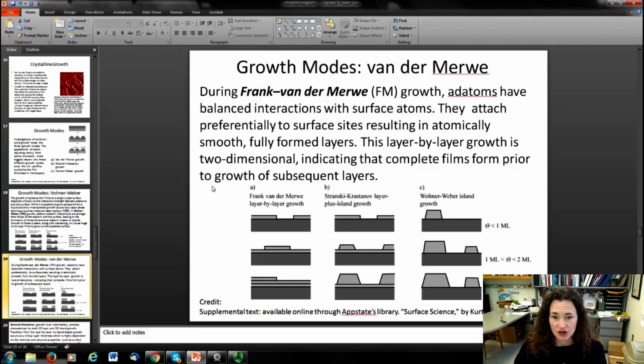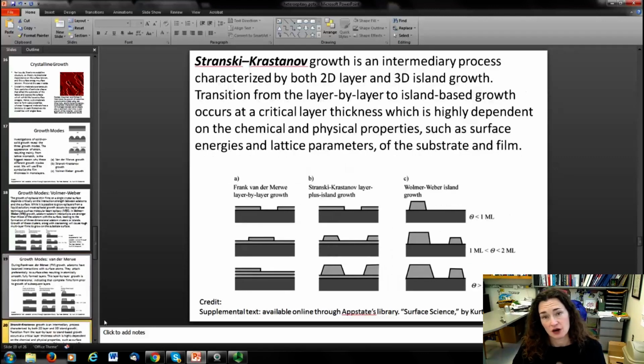So here in column A, that's Frank-Vandermeer layer by layer growth. These nice, beautiful, flat layers form as the films grow epitaxially. Now, SK growth is an intermediary process, and it has both 2D layer and 3D island growth. The transition from layer by layer to island-based growth occurs at a critical layer thickness, which is highly dependent on the chemical and physical properties, such as surface energies and lattice parameters of the substrate and film. So here in SK growth, you can see films form, and then on top of those films, islands grow, or alternatively, sometimes islands grow and then films form, but it's a mix.